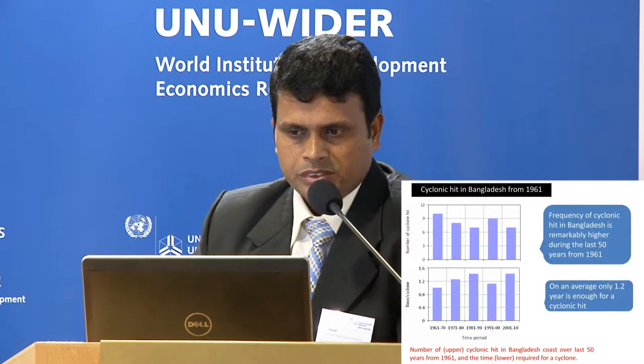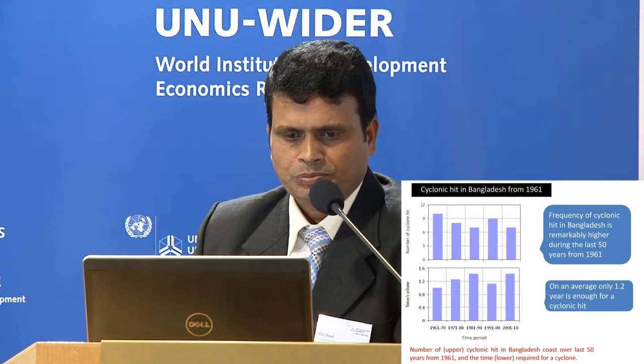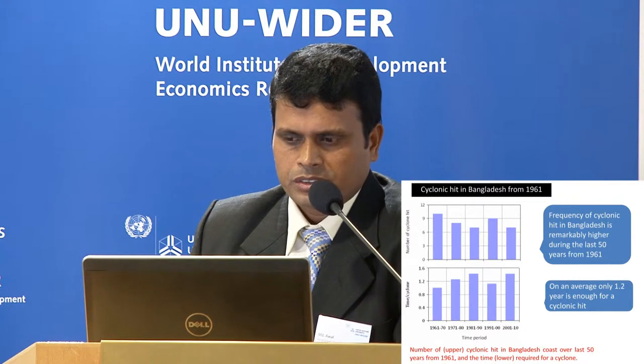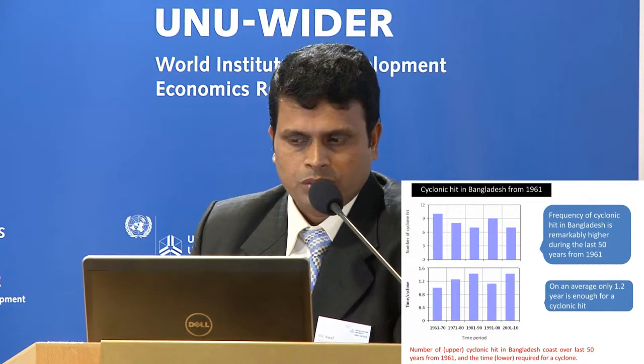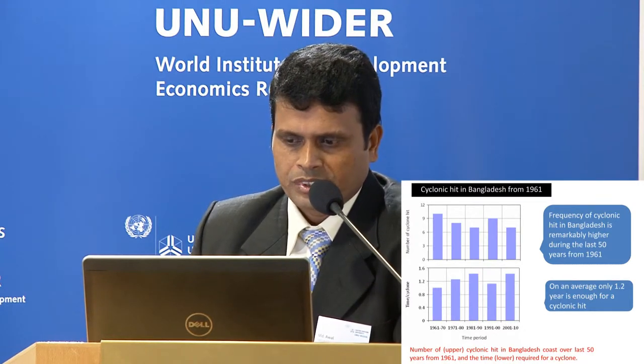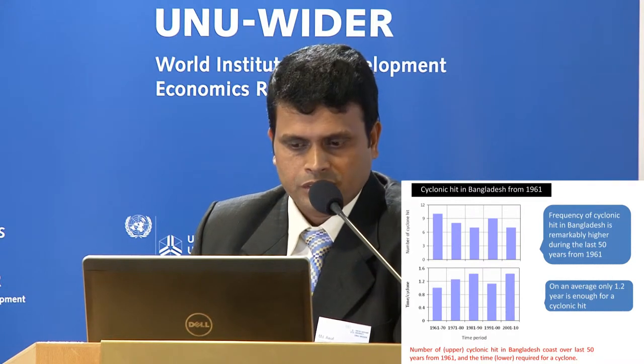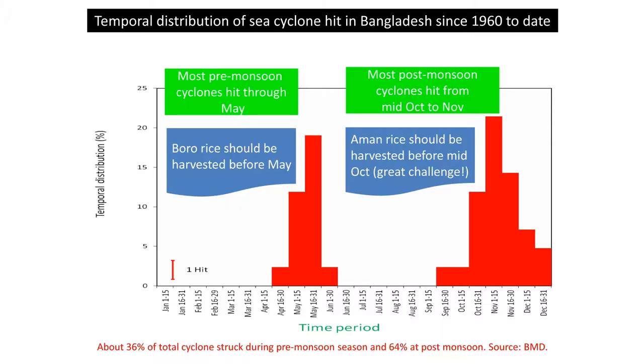Cyclone hits from 1961. On average, only 1.2 years is enough for a cyclone hit. This is so frequent in Bangladesh.